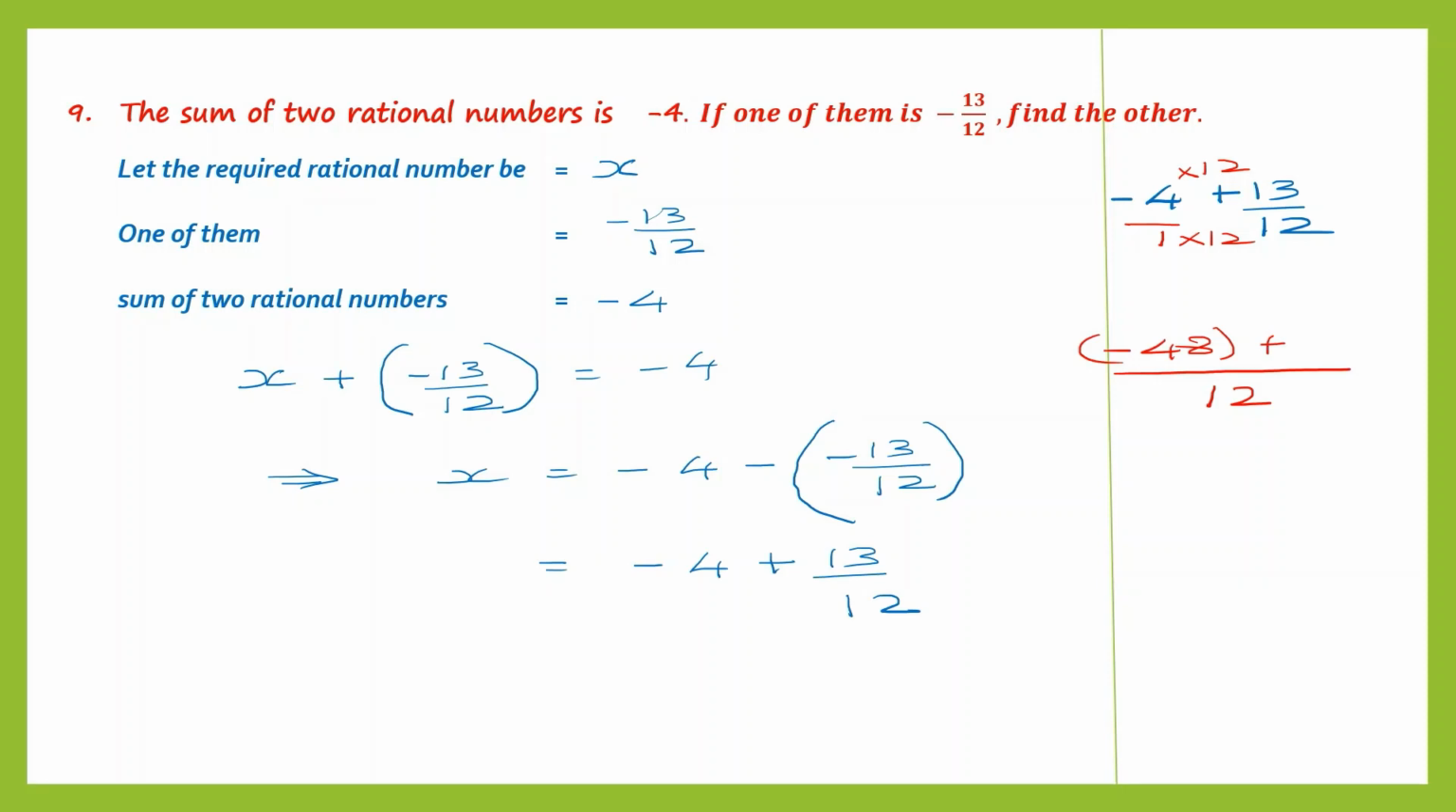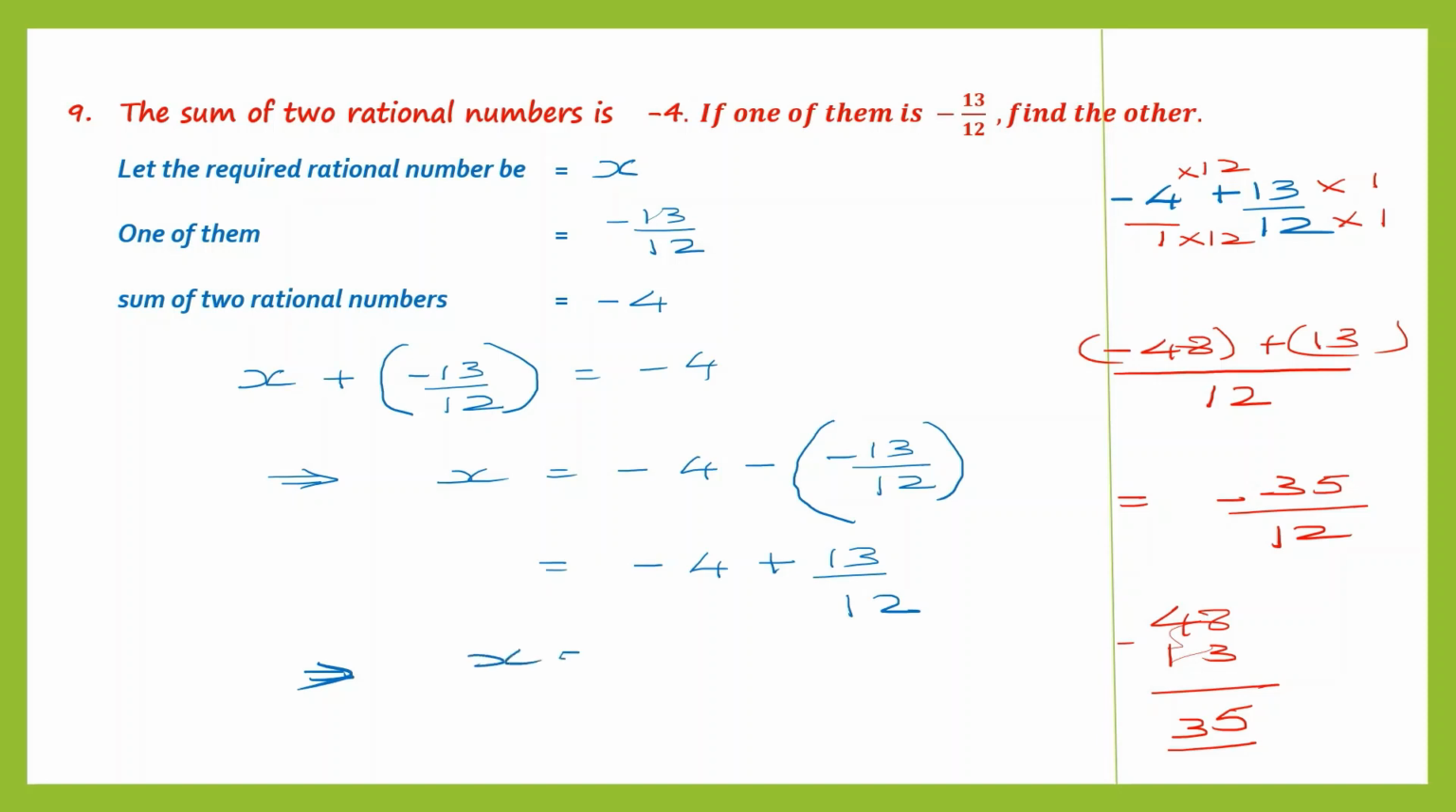So minus 48 plus, now here we have 12 into 1 is 12. So 13 into 1 is 13, plus 13. So minus 48 plus 13, signs are different. So we put the sign of the bigger number and we subtract 48 minus 13. So what do we get? 8 minus 3 is 5. 4 minus 1 is 3. 35. So here we have 35 and the denominator is 12. So we have found the value of x. X is equal to minus 35 by 12. So this is our answer, minus 35 by 12.